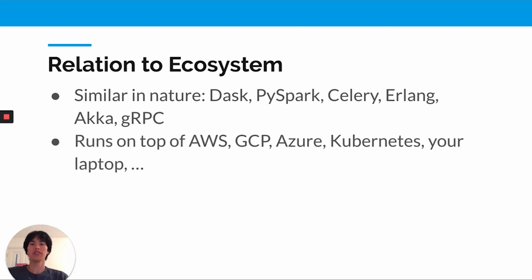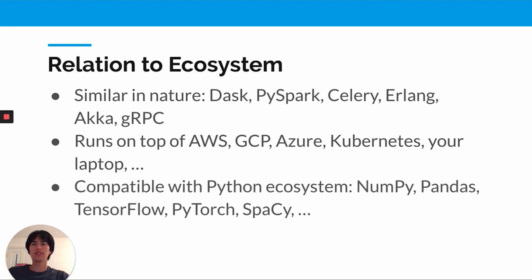So Ray is not a replacement for Kubernetes. Ray can run on top of Kubernetes. It can run on top of AWS, any cloud provider. You can run it on your laptop. One of the main advantages of Ray is that you can run it anywhere. And lastly, Ray is also not really like NumPy or Pandas or TensorFlow or any of these things. Ray is a tool you can use to scale your NumPy or Pandas or TensorFlow or spaCy applications.